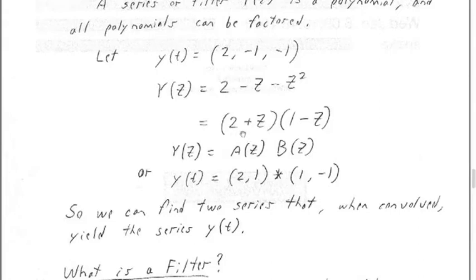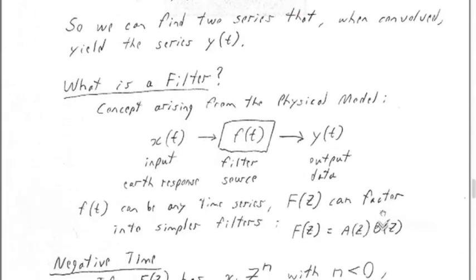So now I can say, all right, I've got these factors. This is Z polynomial A. 1 minus Z is Z polynomial B. Okay, and now I can see that the output Y is the convolution, written as a star in the time domain, discrete time domain or continuous time domain, of these two length-two time series, right? There's only samples at zero time and one times delta t, right? The first series is two, then one. The second series is one, then minus one. Okay, so we can find two series that, when convolved, yield the data output series.